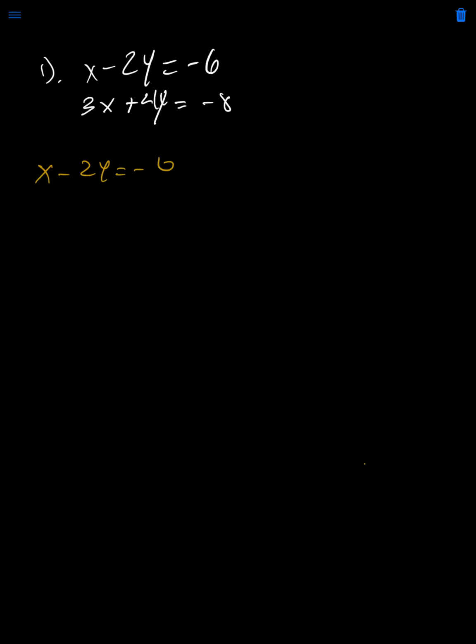So what I'm going to have to do is rewrite this. I'm going to clear everything out. So number 1 here, I believe it was x minus 2y equals negative 6. Let me look back at the worksheet again. Yeah, and then you had 3x plus 4y equals negative 8. So for the first one, I'm going to take x minus 2y equals negative 6 and add 2y to both sides. So now x equals negative 6 plus 2y.